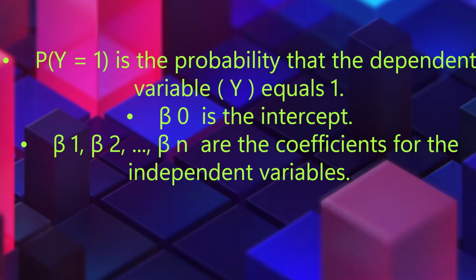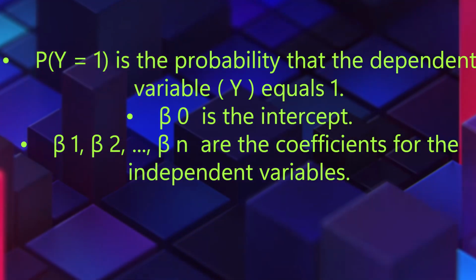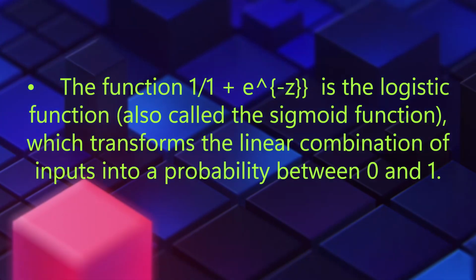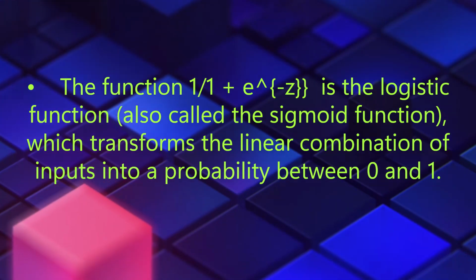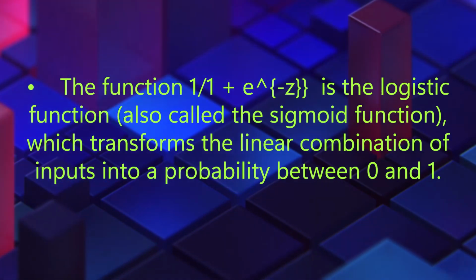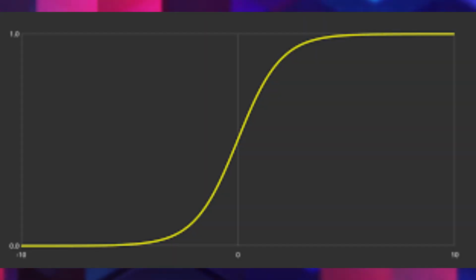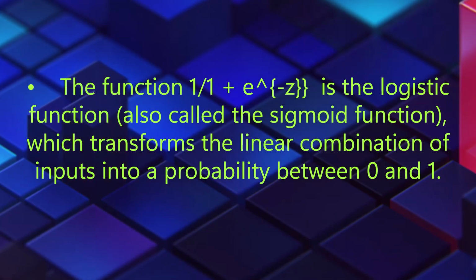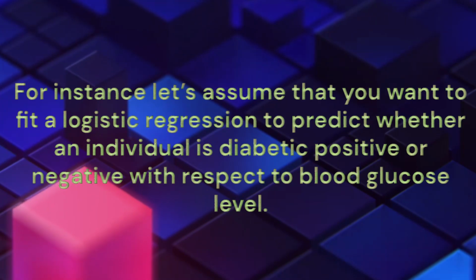Beta naught is the intercept. Beta 1, beta 2, all the way to beta n are the coefficients for the independent variables. The function 1 over 1 plus exponential to the power negative z is the logistic function, also known as the sigmoid function, which transforms the linear combination of inputs into a probability between 0 and 1.